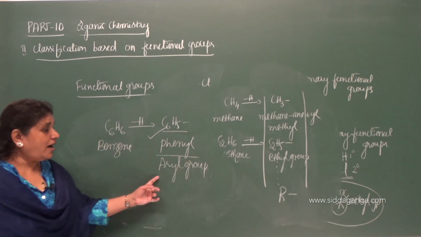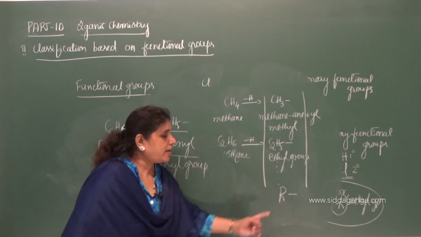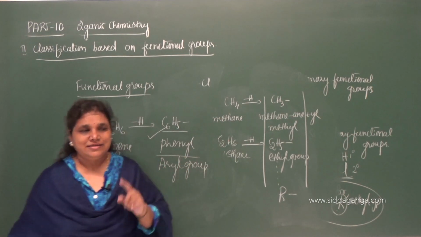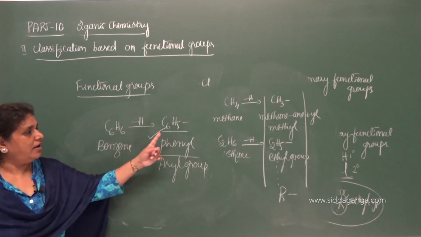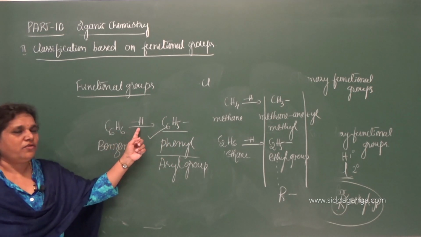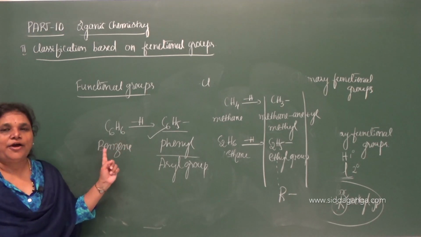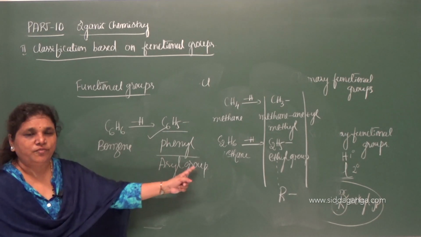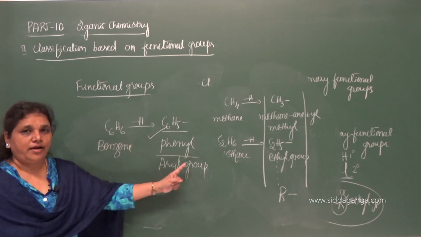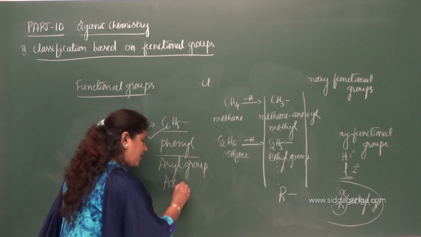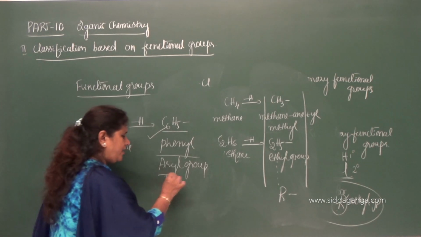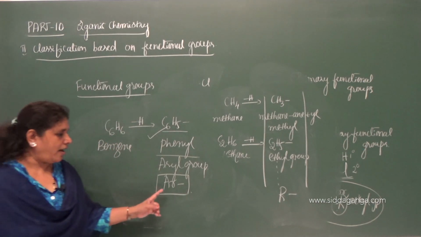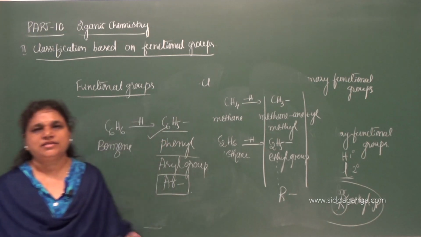What is the name of this? Aryl group, like that of alkyl group. Alkyl group is derived from the alkanes, correct, by removing one hydrogen. Similarly, phenyl group is obtained by removing one hydrogen from benzene. What is benzene? Aromatic hydrocarbon. Therefore, phenyl group is an example for aryl group. Then how to denote this aryl group? Ar. So if you write Ar, it means it is an aryl group, and if you write R group then it is alkyl group.